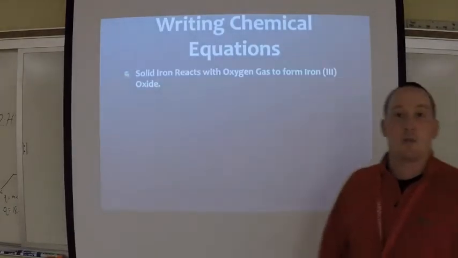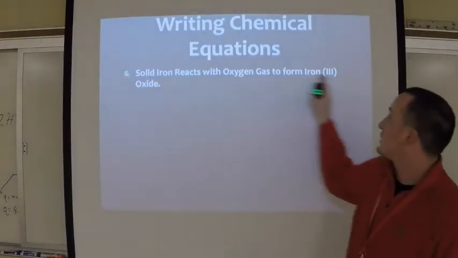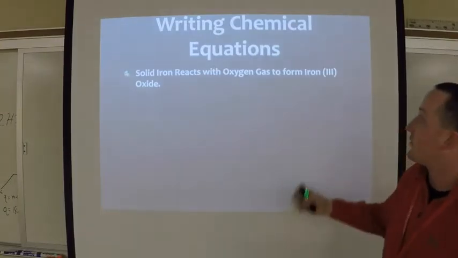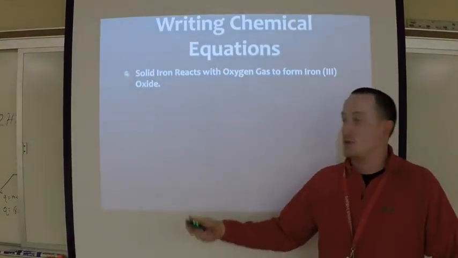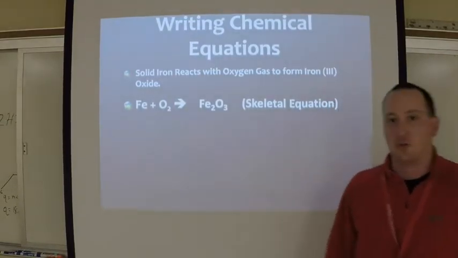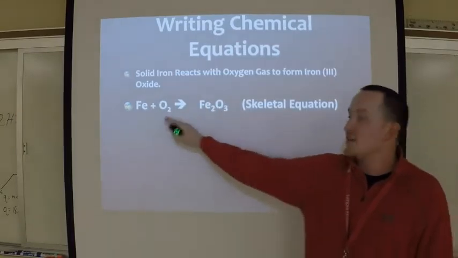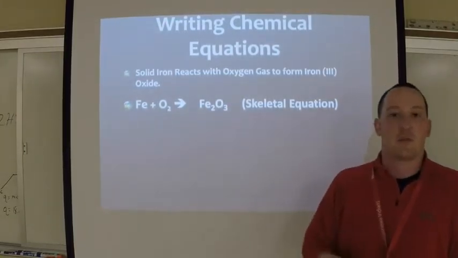So you should have already been able to write chemical equations. Basically what you did is you took a word equation like this: solid iron reacts with oxygen gas to form iron 3 oxide, and you'd write the chemical equation and get something like this. We call this a skeletal equation. It's not really vital that you know that, but this equation as written actually violates the law of conservation of mass.